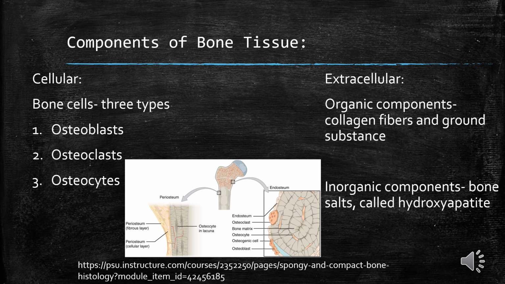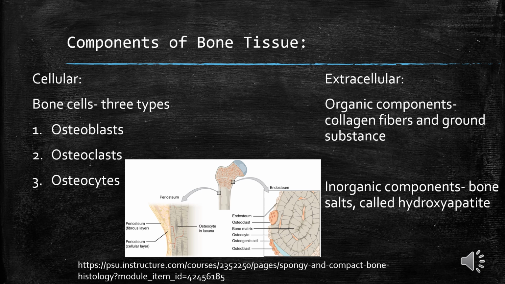Extracellular components of bone tissue include organic components, which are collagen fibers and ground substance, and inorganic components, bone salts called hydroxyapatite. Organic components surround the living cells. Collagen fibers provide a surface for inorganic salt crystals to adhere to. Collagen provides stability, strength, and toughness to bones. These crystals form when calcium phosphate and calcium carbonate combine.